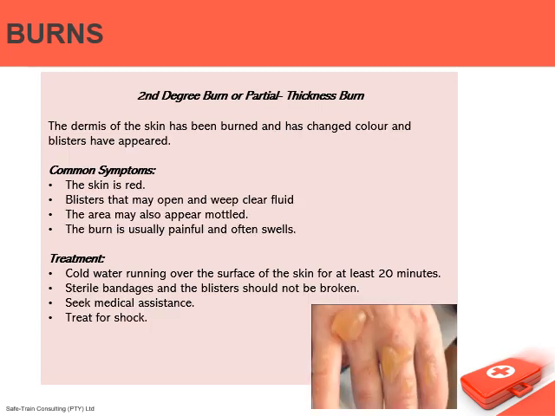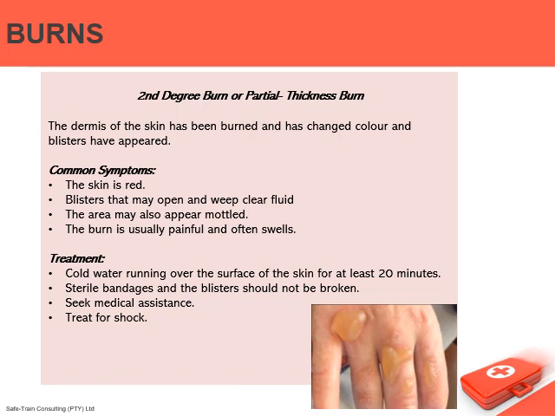Second degree burn, or partial thickness burn. A second degree burn involves the top layers of skin. The dermis of the skin has been burned and has changed color, and blisters have appeared. Common symptoms. The following symptoms could be present. The skin is red. Blisters that may open and weep clear fluid, giving the skin a wet appearance. The area may also appear mottled. The burn is usually painful and often swells.